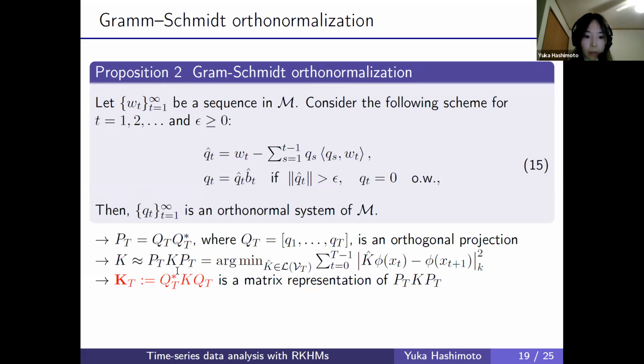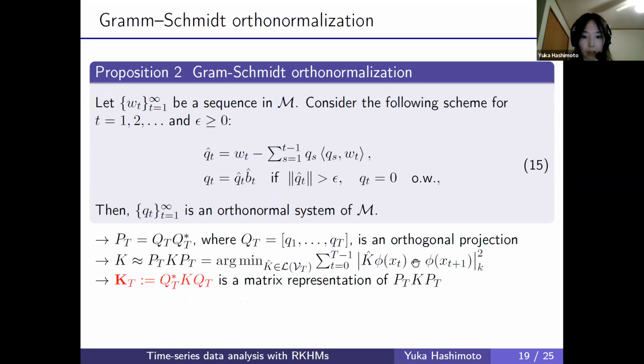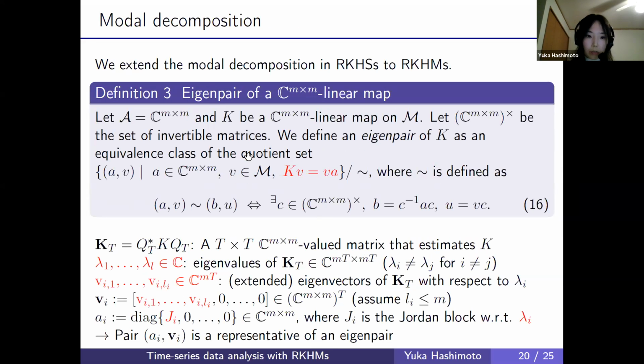Also, this matrix is a matrix representation of the estimated Perron-Frobenius operator. And next, by using this estimated operator, we consider the modal decomposition.